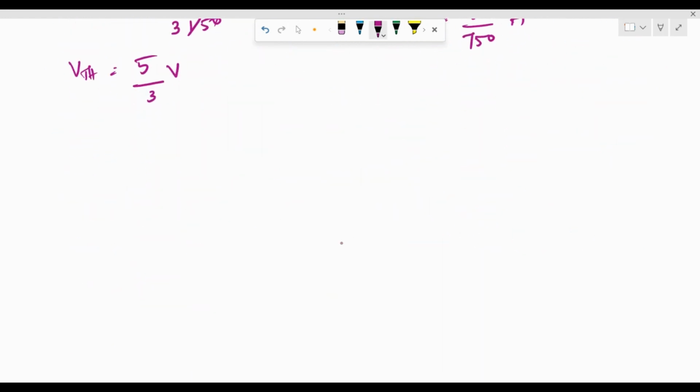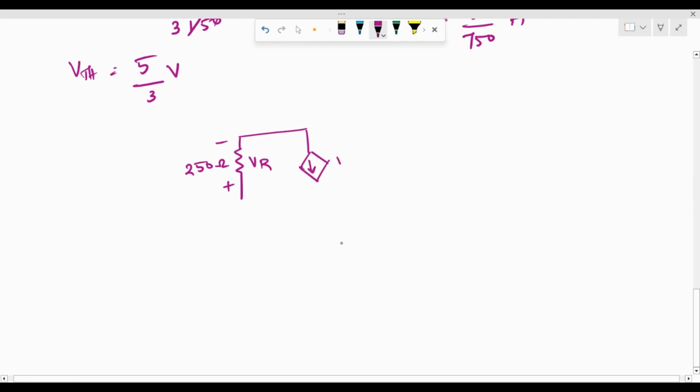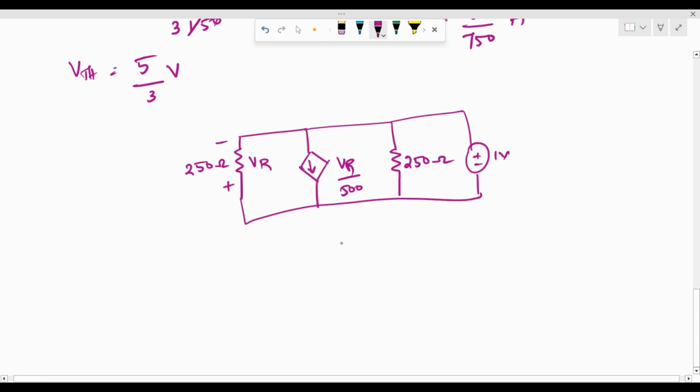So effectively, the circuit would boil down to 250 ohms, where this is plus, this is minus, this was VR. So the branch was here. I have just turned it around for simplicity. This is VR by 500, and here there is a 250 ohms. Here suppose we connect a 1 volt test source. So in this case, our R is effectively going to be equal to V by I. So that is 1 by I, because V in this case is 1 volt. So this is the I that we are talking about.